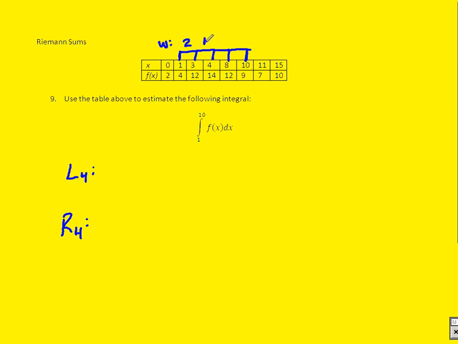Width from 3 to 4 is just 1. From 4 to 8 is 4. From 8 to 10 is 2. What is the height of each of those?